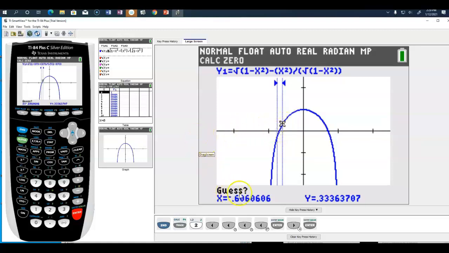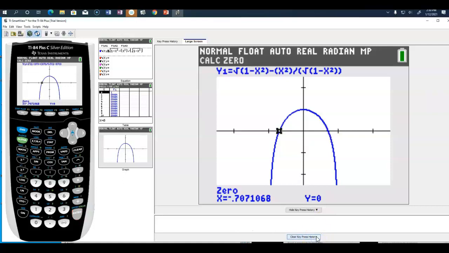Once you've done that, it says guess down here at the bottom, and all you have to do is push enter. And it will move your cursor right to the place where it needs to be. So that spot right there is negative 0.707. Negative 0.707. Now this graph looks really symmetrical. So my guess is this one's going to be the same thing. It's just going to be positive. But just for the heck of it, let's go ahead and do it again.